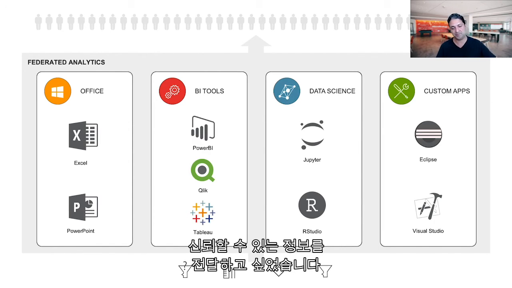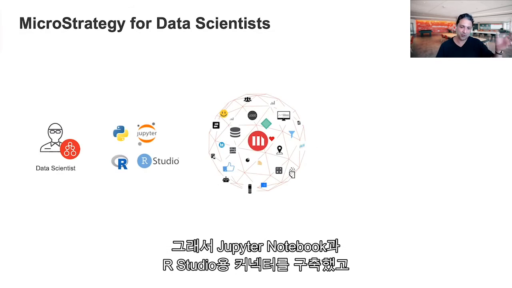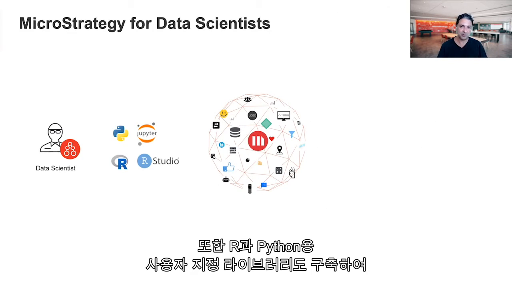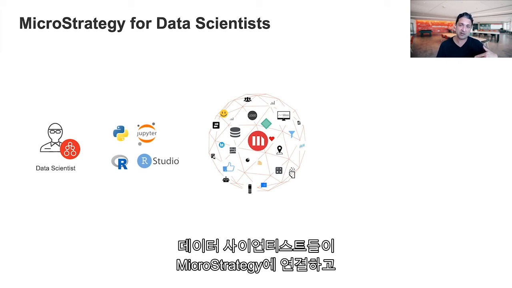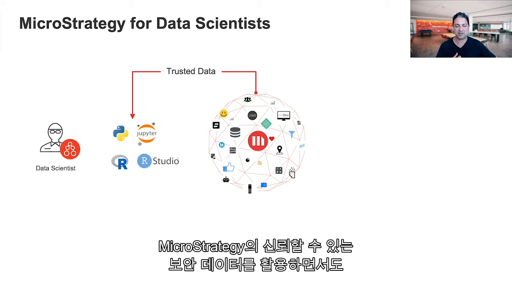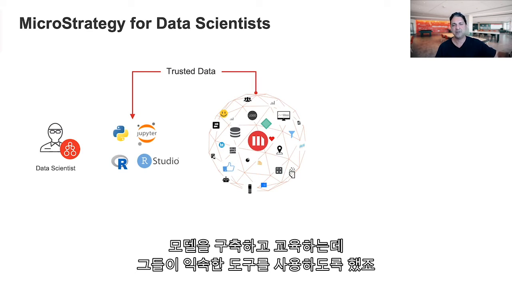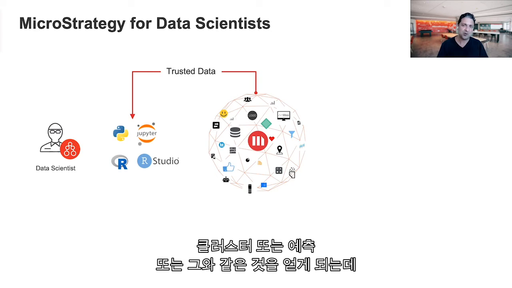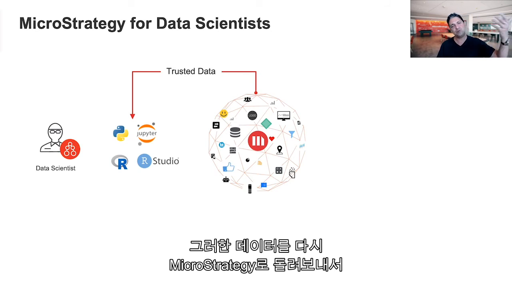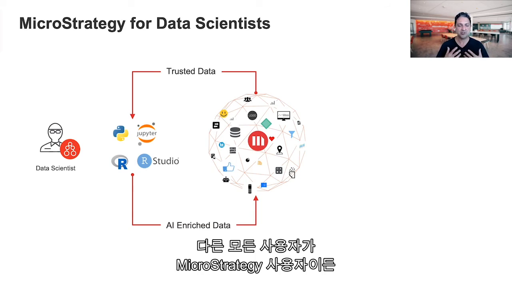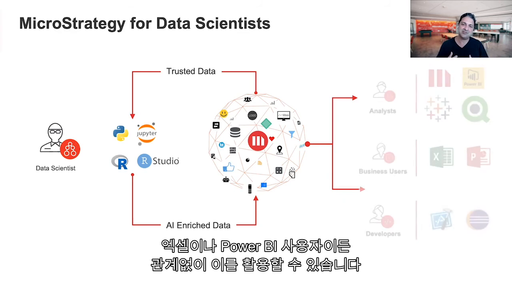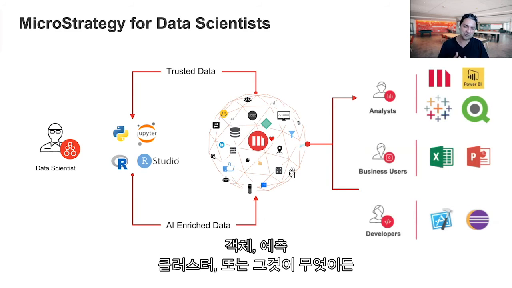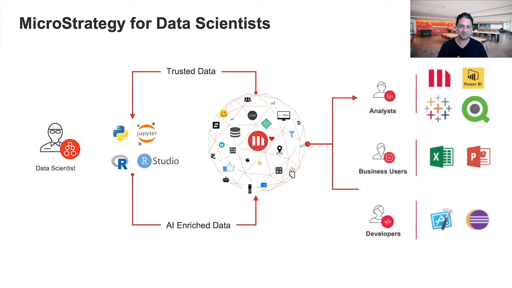MicroStrategy to those users. And so we've built connectors to Jupyter Notebook, to RStudio. And we've also built custom libraries for R and Python that allow those data scientists to connect to MicroStrategy, leverage the trusted, secure data from MicroStrategy, but then use the tools that they love to build and train their models. And then once they've got some output, perhaps they've got a cluster or a forecast or something like this, they can then push that data back into MicroStrategy so that any of the other users, whether they're MicroStrategy users or Excel or Power BI users, can take advantage of that object, that forecast, that cluster, or whatever it is that they've built from the data science tools themselves.